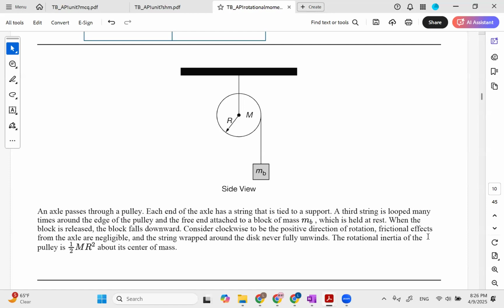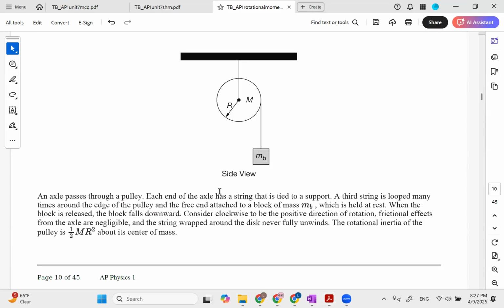Oh, an axle passes through the pulley. Each end of the axle has a string that is tied to a support. A third string is looped many times around the edge of the pulley, and the free end attached to a block of mass M_B, which is held at rest. When the block is released, the block falls downward. Consider clockwise to be the positive direction of rotation. Frictional effects from the axle are negligible, and the string wrapped around the disc never fully unwinds. The rotational inertia of the pulley is 1/2 m r squared about its center of mass.